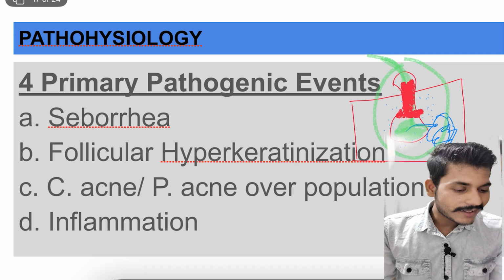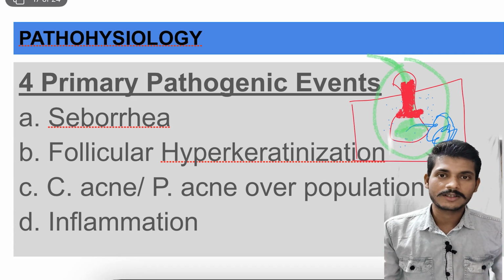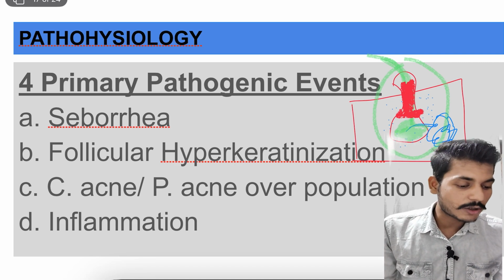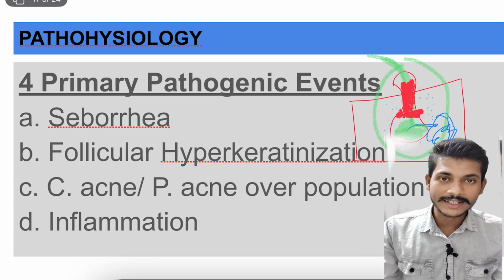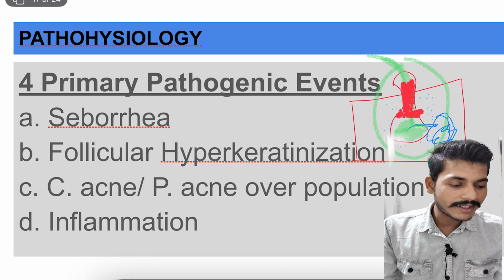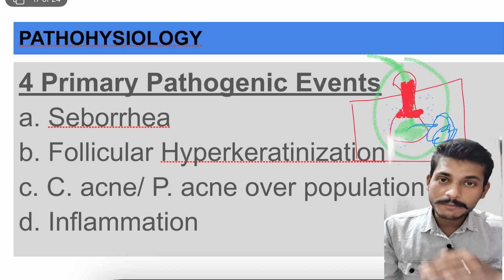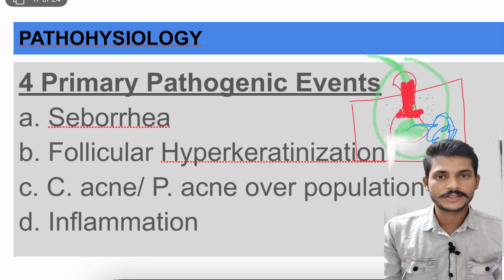Whenever this gland bulges, there is a presence of immunological cells, or you can call them inflammatory cells. There is a presence of macrophages and some natural killer cells, and these cells are minimizing the number of this acne, P. acnes population.